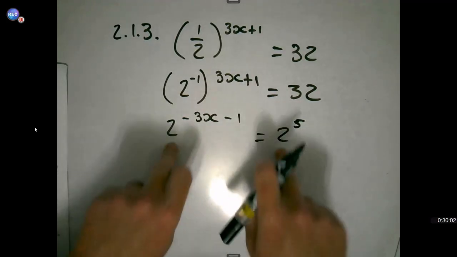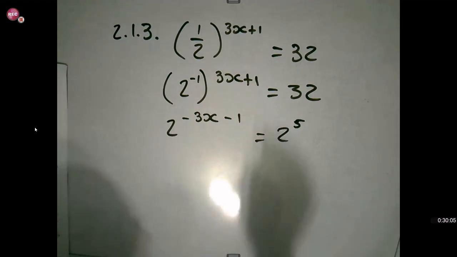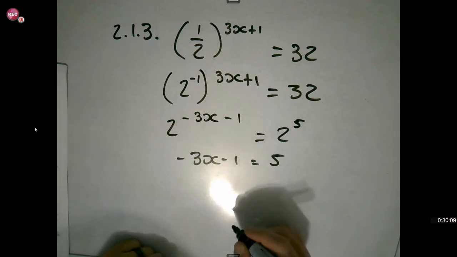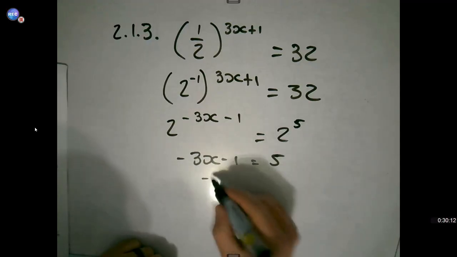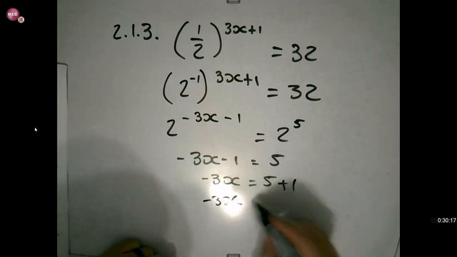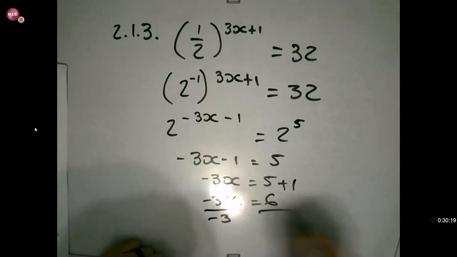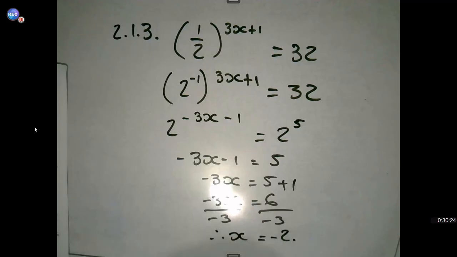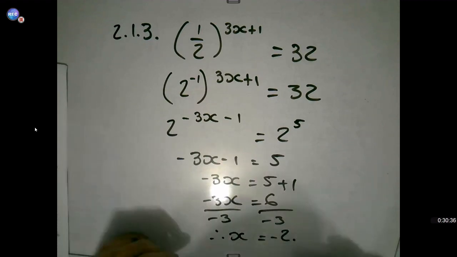Bases are the same, so they fall away, and then you'll have negative 3x minus 1 equals 5 to work with. Carry the 1 over, you'll get negative 3x equals 5 plus 1. Negative 3x is equal to 6. Divide both sides by negative 3. And you'll get, therefore, that x is equal to negative 2 in this case. Simple equation. Stuff that you guys have been taught in grade 8 and 9. All you have to do is just apply it again. Okay.